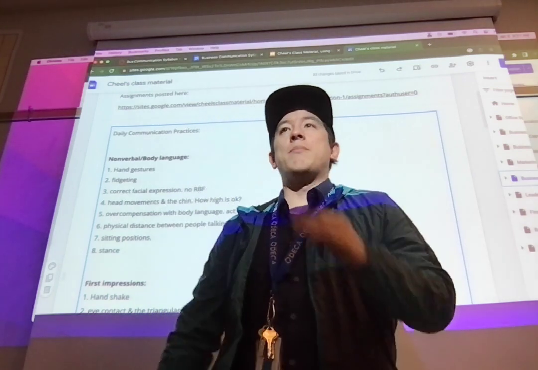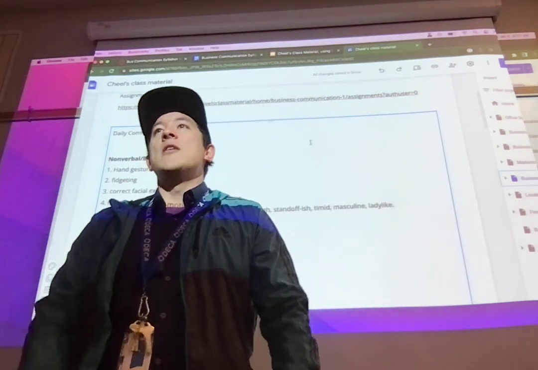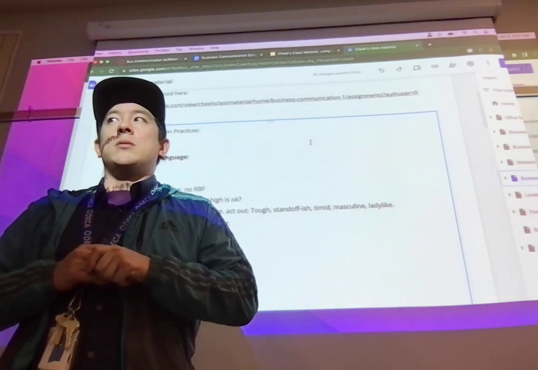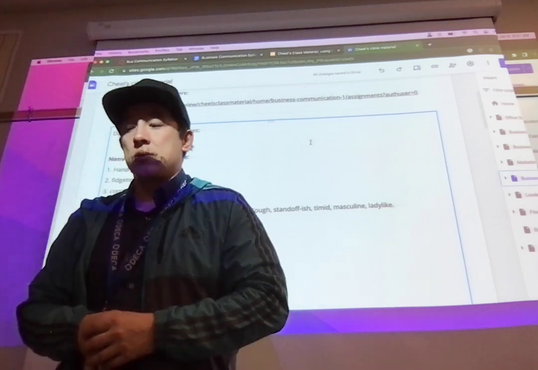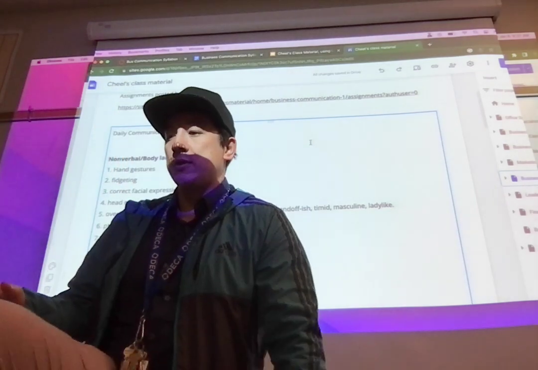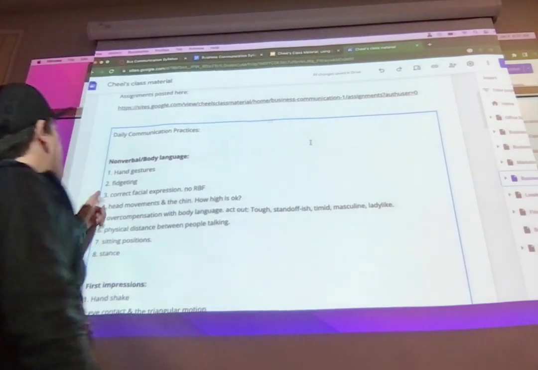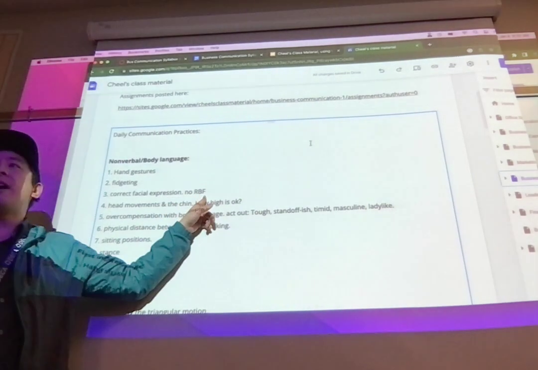You're going to be able to read body language, tell what people are thinking. Fidgeting, what does this mean? Usually means you're nervous, but sometimes it means that you have ADHD. Okay? Or when you're sitting there and your foot's like this, you're very, very nervous. Jittery, yes, I have that. Right. Facial expressions, RBF.